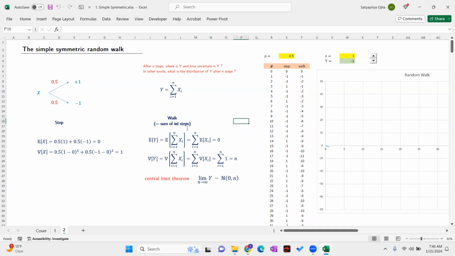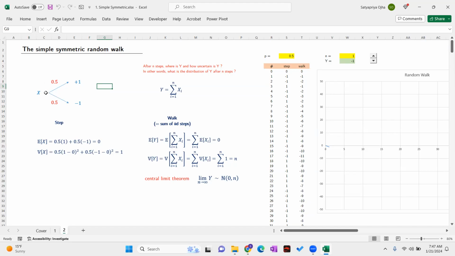What does IID stand for? Anyone, quickly? Sum of IID steps. What does IID stand for? Independent and identically distributed. Correct. So IID means every step will follow this distribution. That is identical. Identical means every step will have the same distribution, 0.5 probability for +1, 0.5 probability for -1. That's why identical. Independent means no step is dependent on any other step.